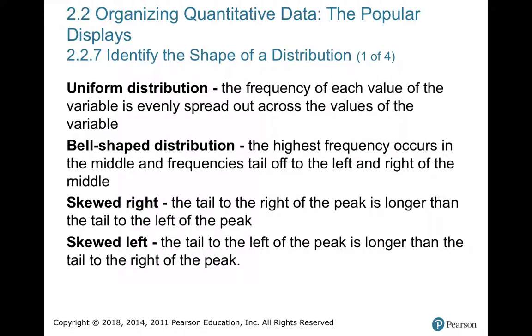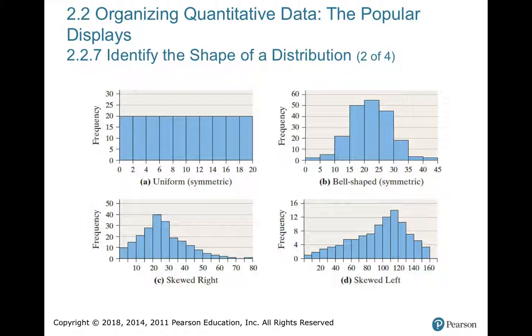A bell-shaped distribution means the highest frequency is in the middle, and then it kind of curves off towards the edges. So let's see, yeah, here's a graph. That first one is the uniform frequency, where it's just even straight across, and then the second one is the bell-shaped, where it's highest in the middle, and then it kind of curves down towards both the edges.